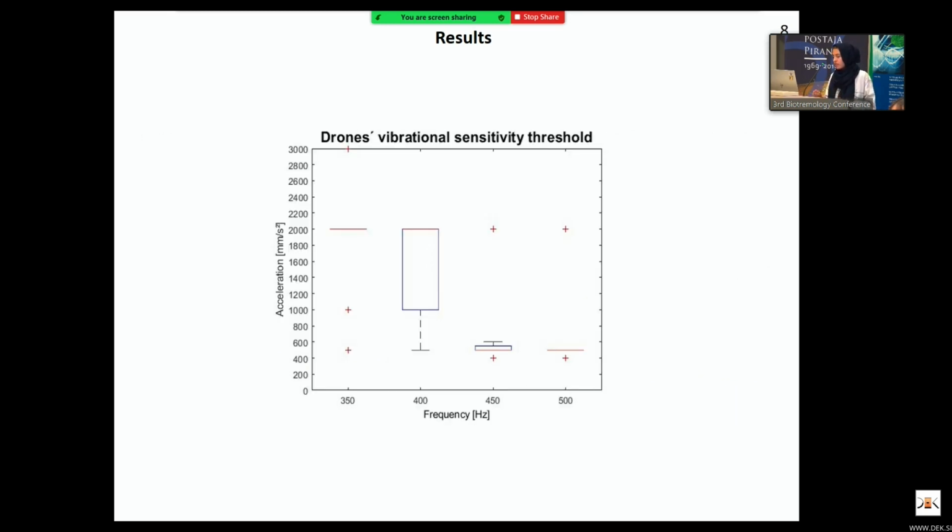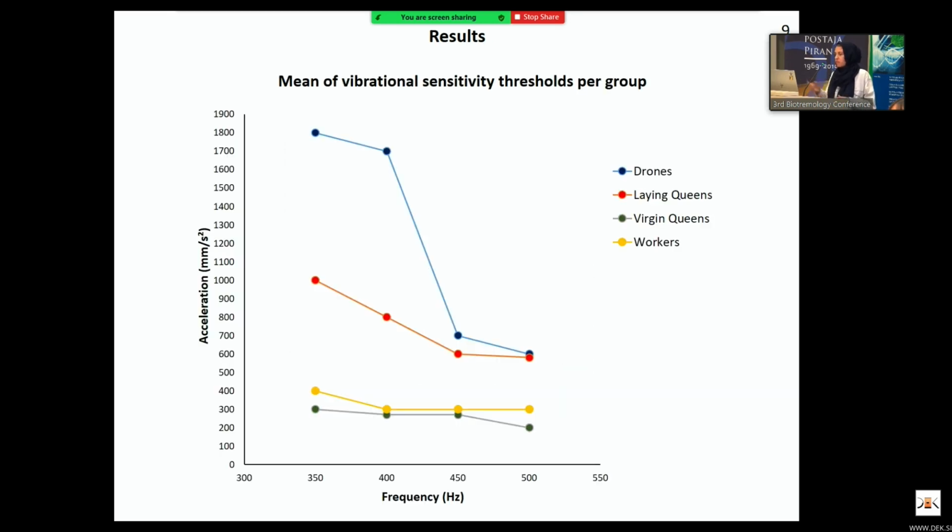And regarding drones, they also showed a very low sensitivity. But that's something I could expect because drones are more important outside the hive than inside the hive. This is a summary of the means of vibrational sensitivity for the groups. So it's quite clear that virgin queens and workers are more sensitive.